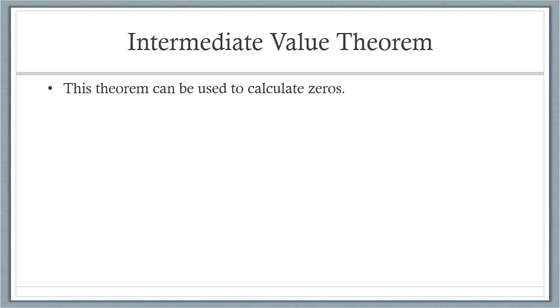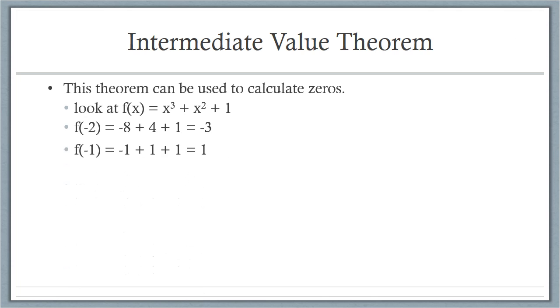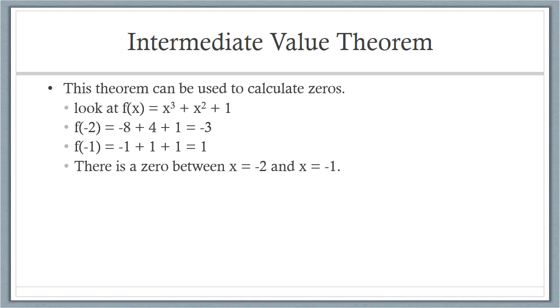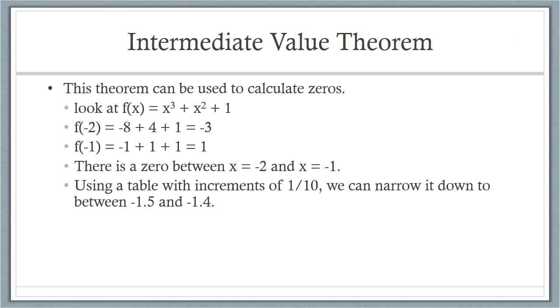The theorem can be used to calculate zeros. So if you look at x cubed plus x squared plus 1, f of -2 gives you -3, f of -1 gives you +1. That tells me that somewhere in between -2 and -1, the graph has crossed the x-axis and there is a 0. So that can help you kind of figure out where it is.